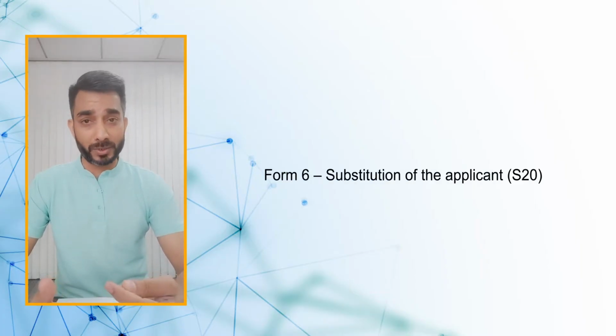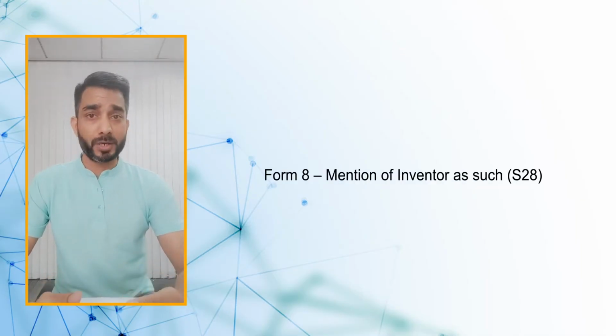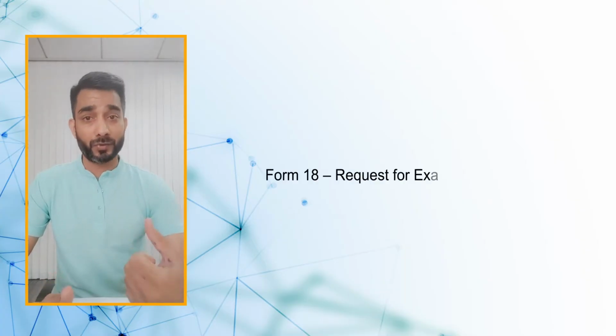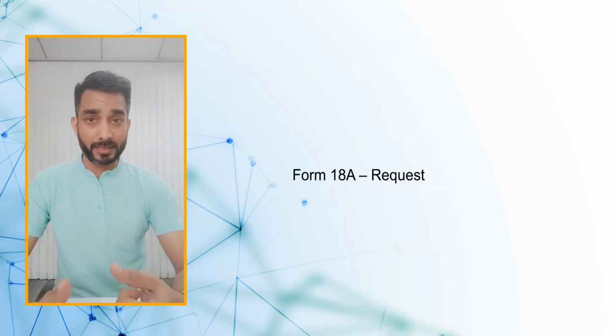Similarly, in case you would want to mention somebody as inventor as such, Form 8 needs to be used. To move the application forward, you are required to file a request for examination with the Patent Office. This needs to be done using Form 18 within 48 months from the priority date. In case of an expedited request for examination, Form 18A needs to be used.